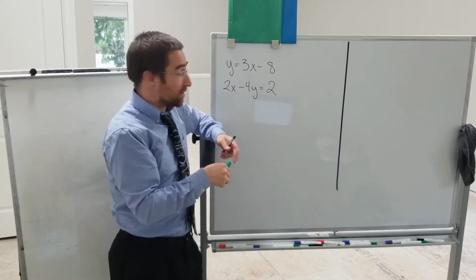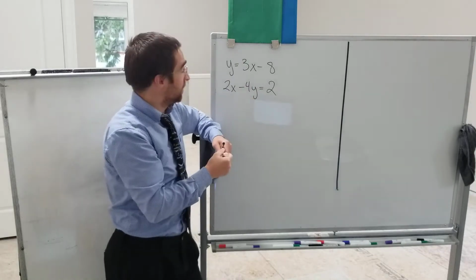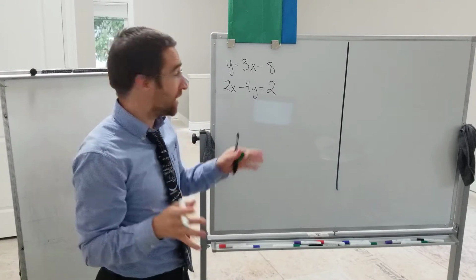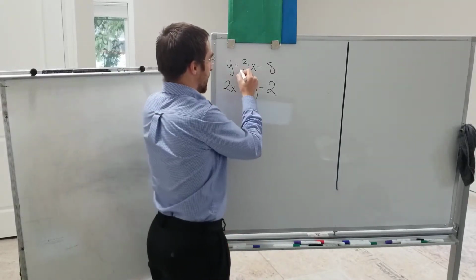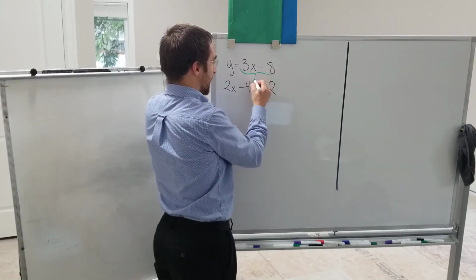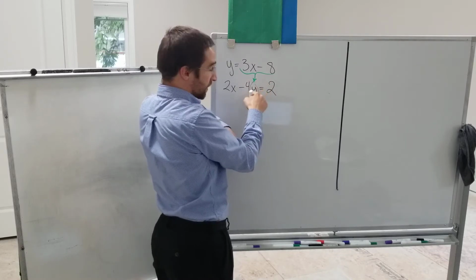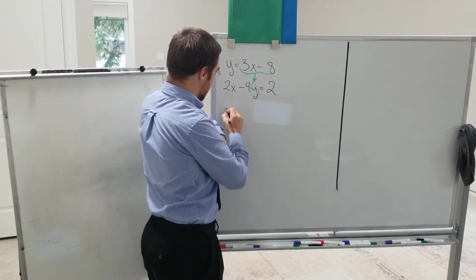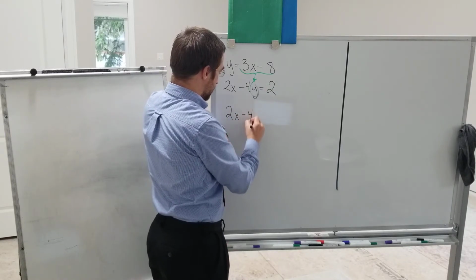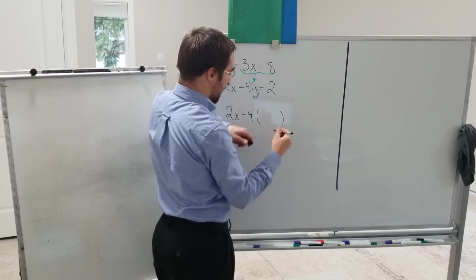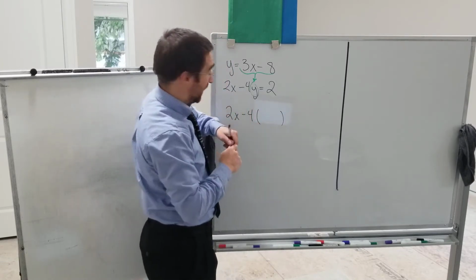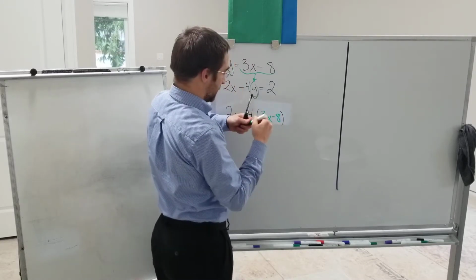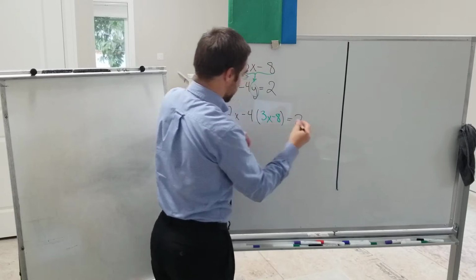So what we're going to do is assume that there is a solution here. And I'm saying, all right, y and 3x minus 8 are the exact same thing. That's what it means when they're equal. So I'm going to take the 3x minus 8 and replace the y in the other equation with the 3x minus 8. So that gives me 2x minus 4 times, instead of times y, I get times 3x minus 8. And then that equals 2.